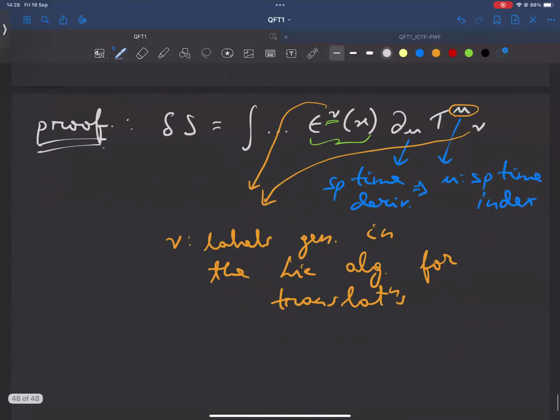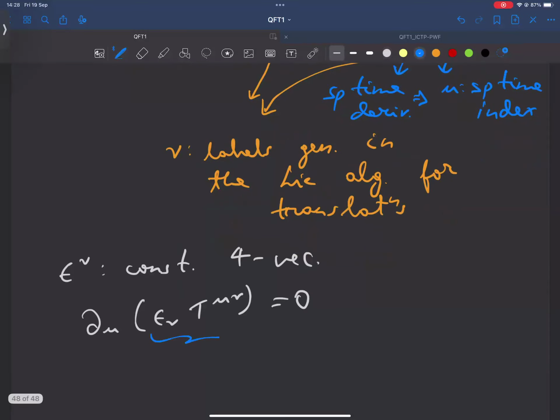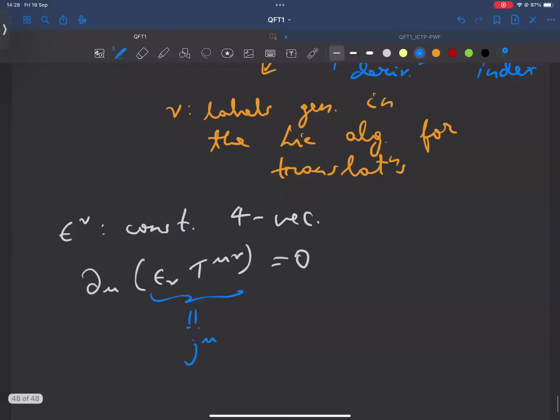If you like, because at the end of the day this was a constant 4-vector, you can take this epsilon inside, and you can write this like this, where this will now be a new current J mu. So if you do this kind of manipulation, from the Noether argument also you get only a one index object.